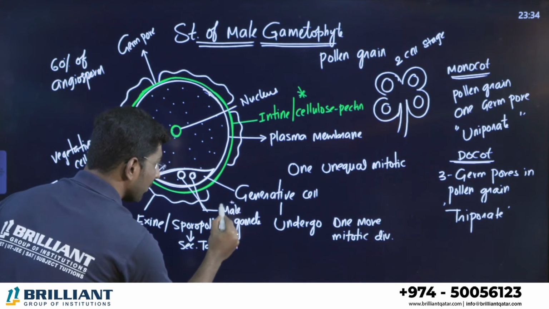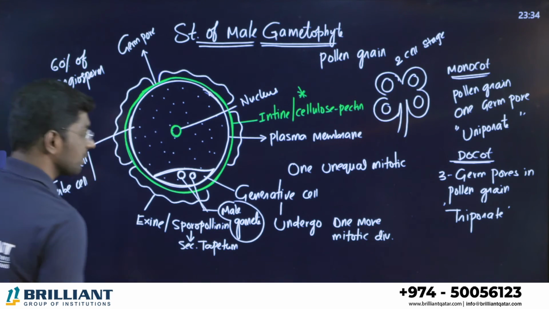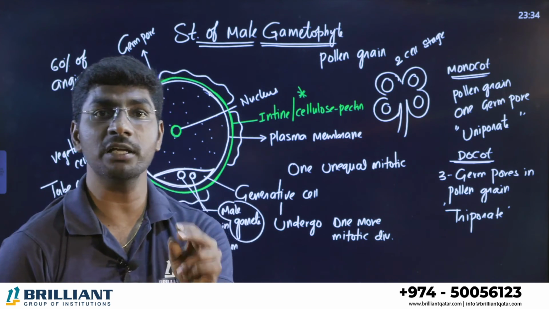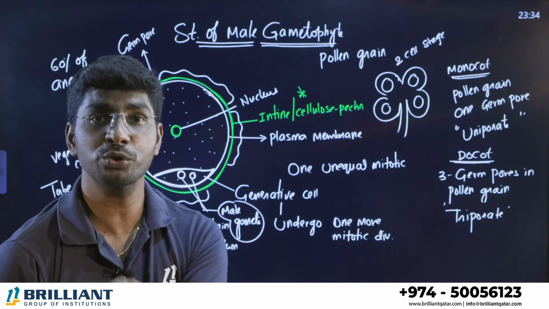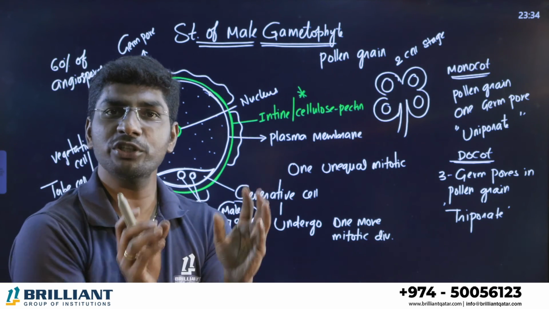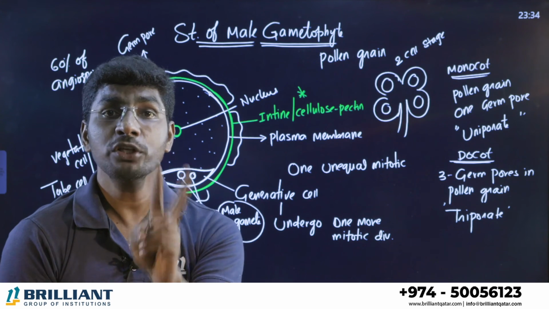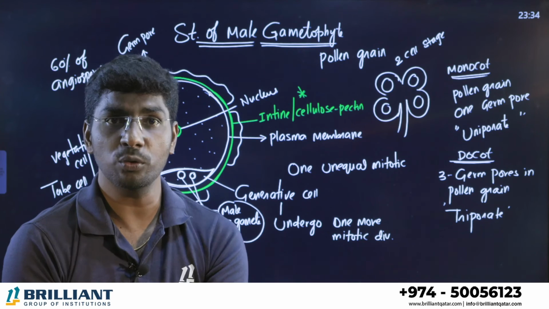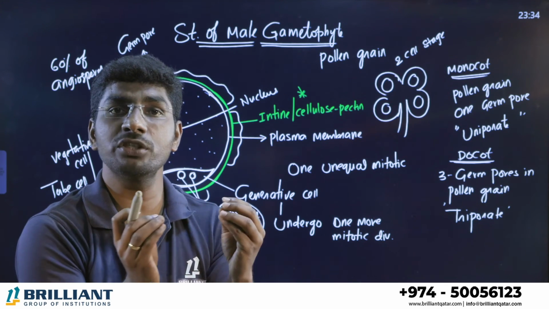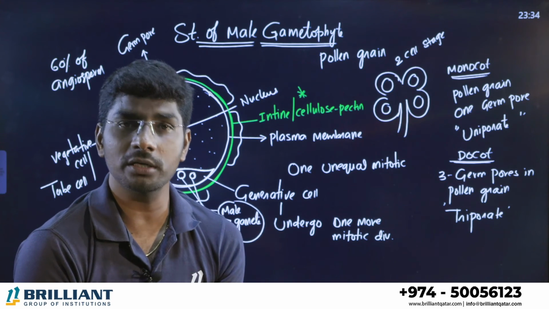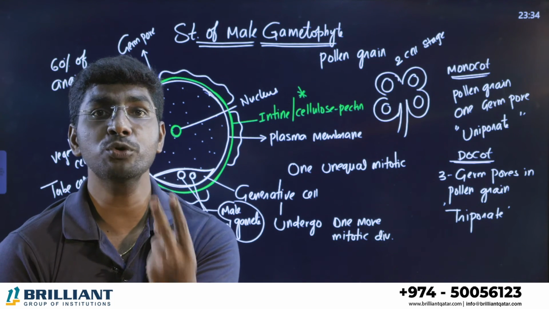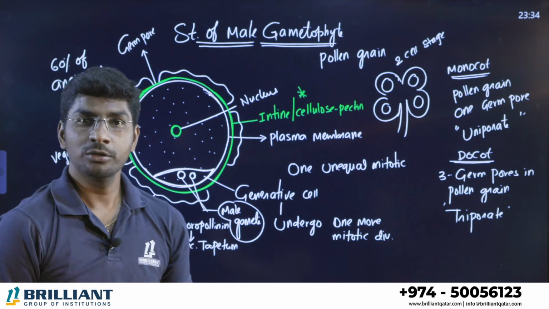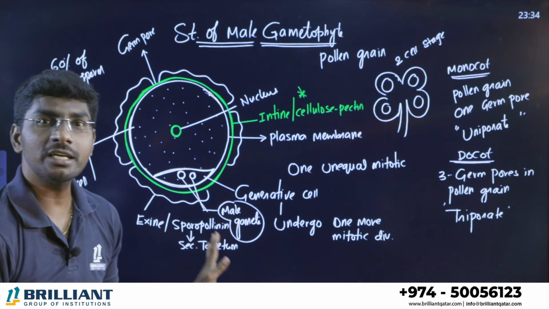In the examination you will get a question: which of the 2 cells in the pollen grain will give male gametes eventually? The generative cell undergoes mitotic division, and after it reaches the stigma, it will give 2 haploid male gametes. So how many cells now? 3.